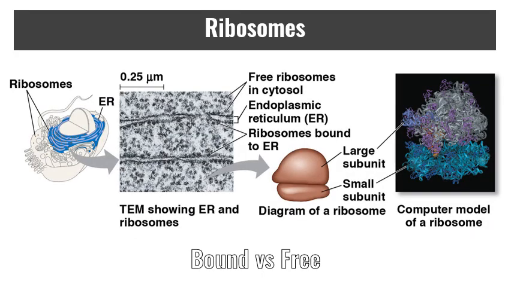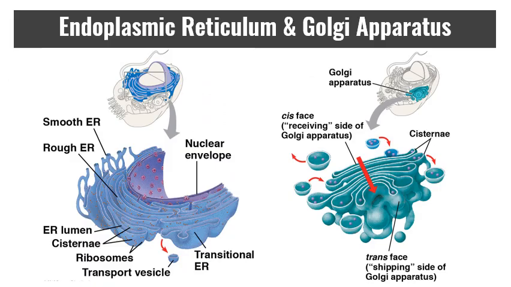Prokaryotic cells have smaller ribosomes than eukaryotic cells, but the function is the same. Bound ribosomes are attached to a membrane of some kind, and the material that they produce is bound to leave the cell. Maybe just the cell, maybe into a different organelle, but they're going to leave the cytoplasm at least. Free ribosomes produce material that stays in the cytoplasm where the free ribosomes can be found.